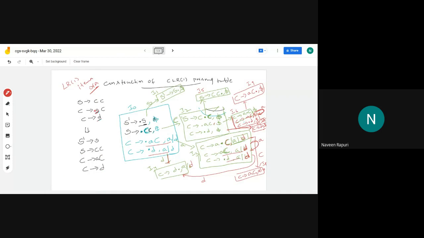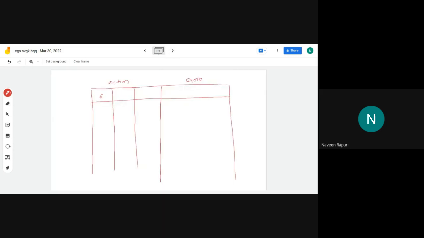What are the terminals in our productions? Small a, small d. Non-terminals, capital S and capital C. So these are the terminals and non-terminals: small a, small d, capital S and capital C. Along with this, we add dollar in the action table.